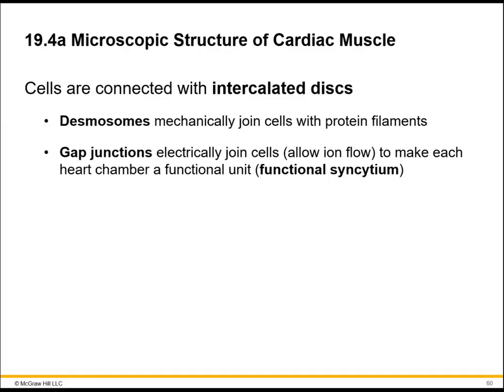The individual muscle cells are connected to one another with structures called intercalated discs. Intercalated discs are primarily composed of two things: desmosomes, which hold the cells together, and gap junctions, which are channels that allow ions to flow from one cell to the next cell to the next cell, so that they all work together as a functional unit, and this is called a functional syncytium.